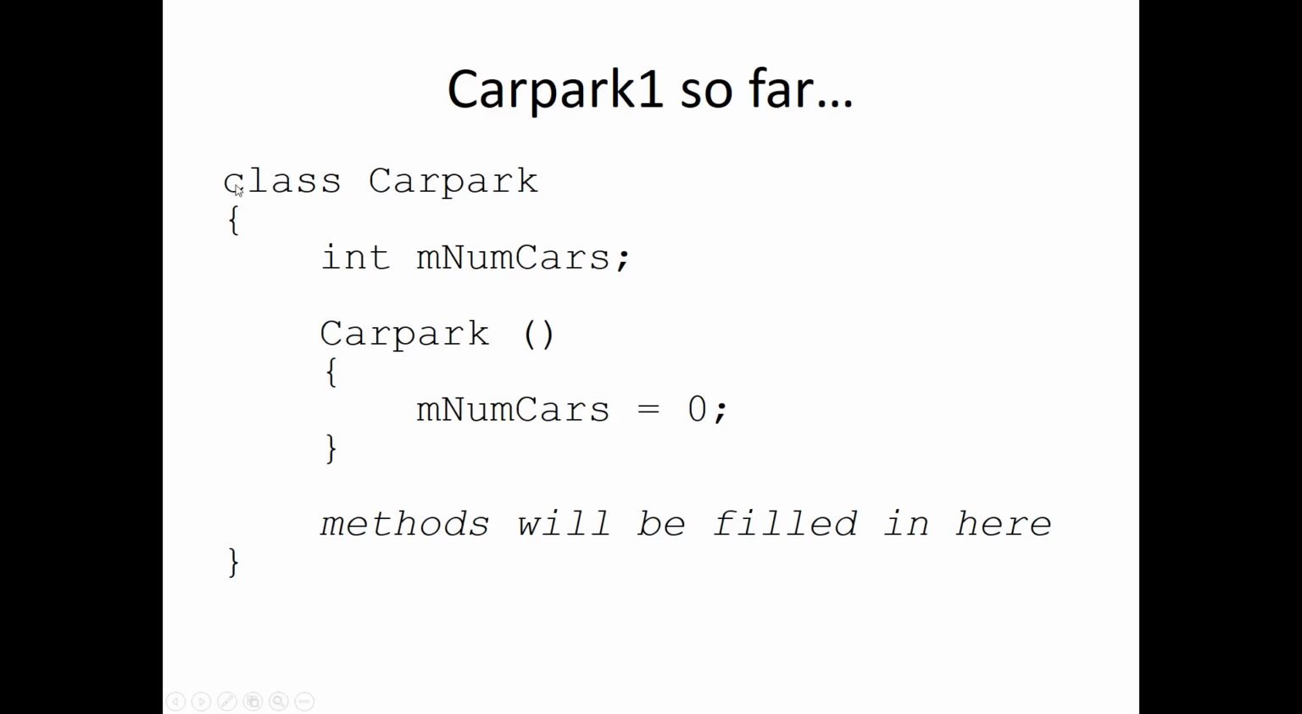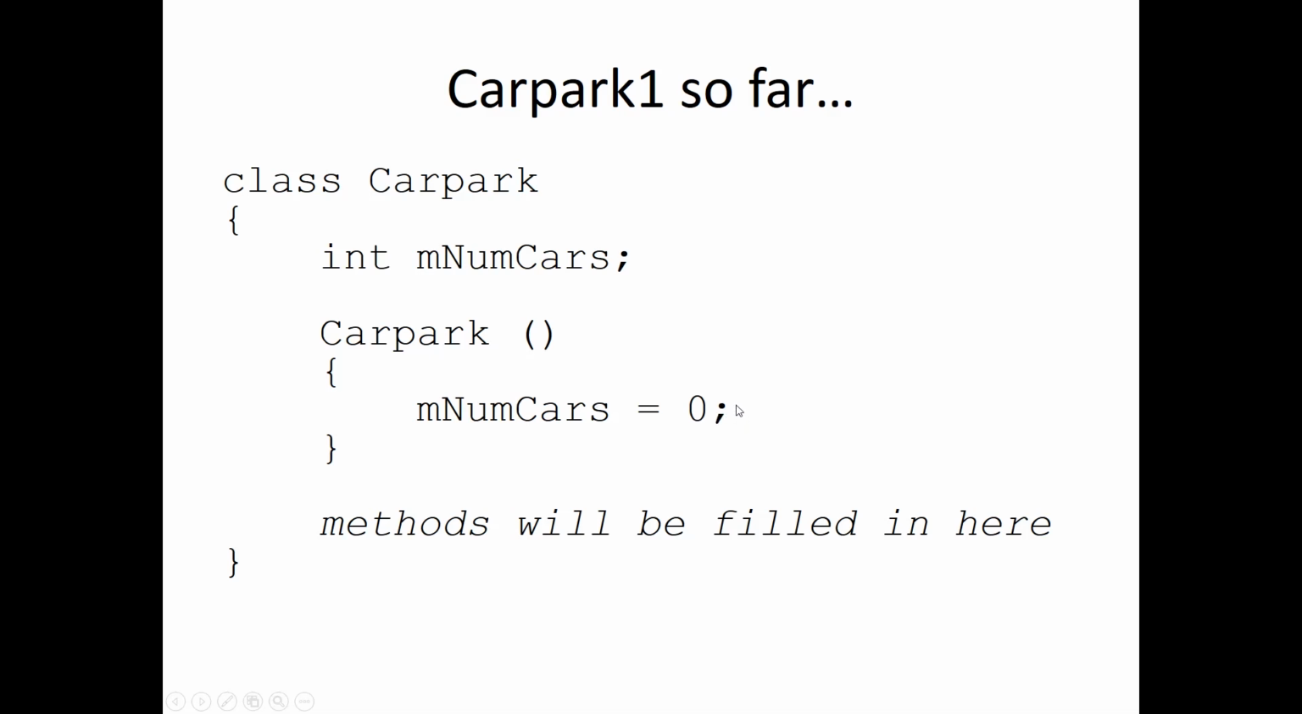What we've got is our class. We have our mNumCars variable which has been initialized inside the constructor called CarPark, so it's the same name as the class itself, and we've set it to the value of 0.